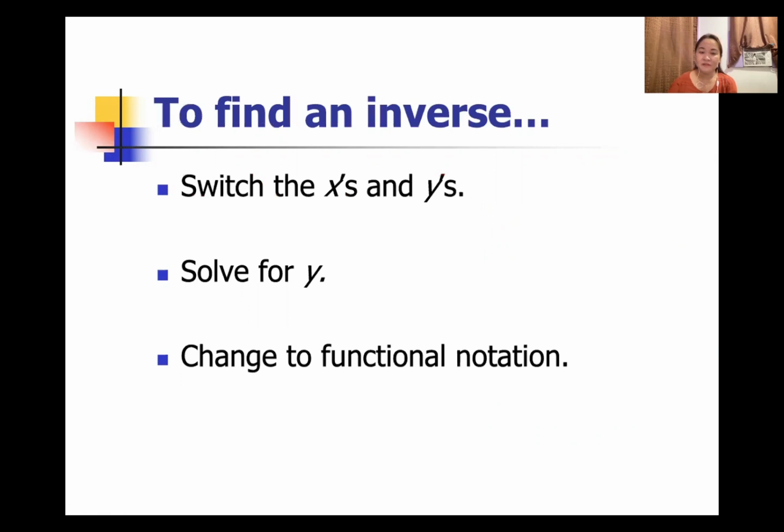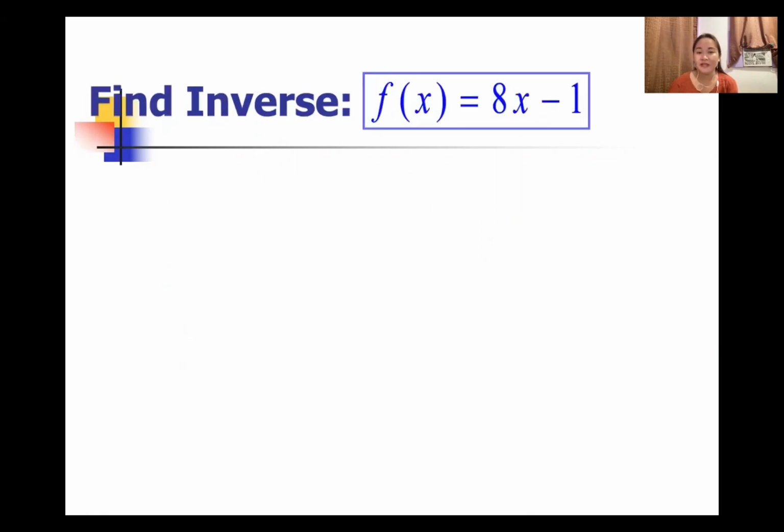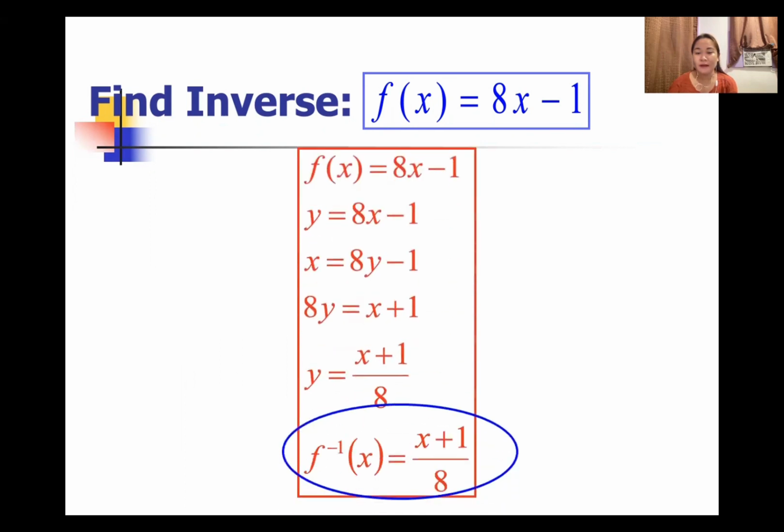So first step, switch the x and y, solve for y, change to functional notation. Example, find the inverse of f of x, which is 8x minus 1. So step 1, change f of x to y. So y equals 8x minus 1. And then interchange x and y, so x becomes y and y becomes x. So x equals 8y minus 1.